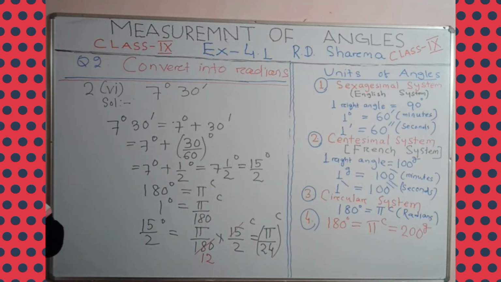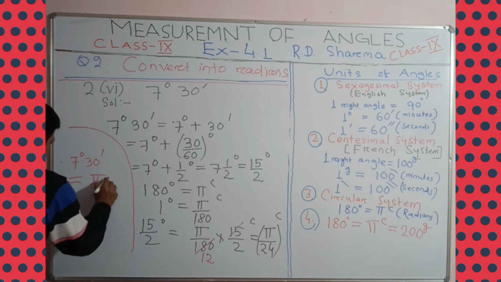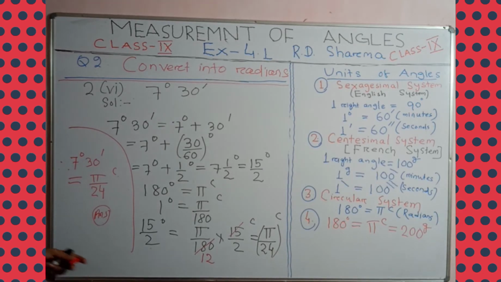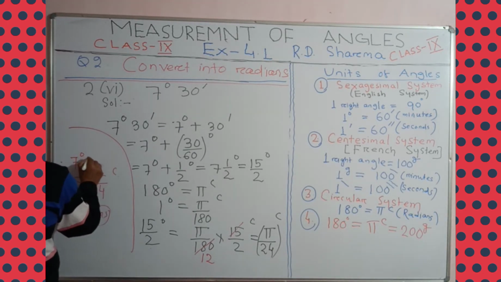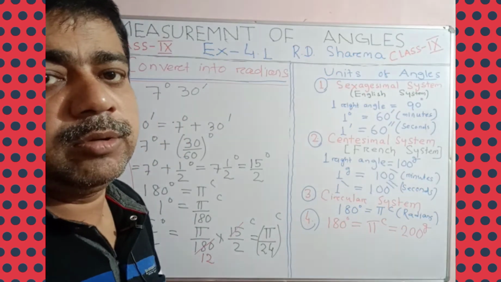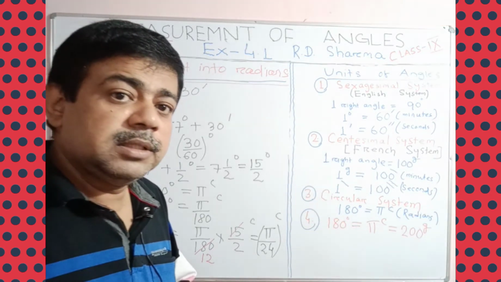Yes. So hence we got 7 degree 30 minute is equal to pi upon 24 radian. Is it clear? 7 degree 30 minute. Understand? So this is how, if the angle is given in degree and minute, first we convert the minute into degree, and after that you convert into radian. Okay, understand?